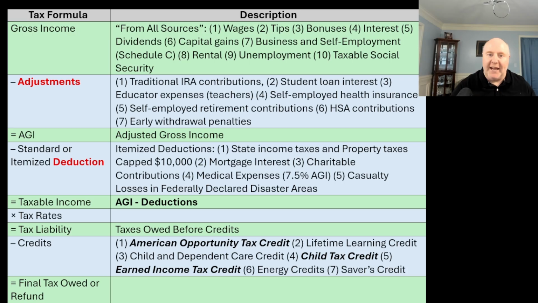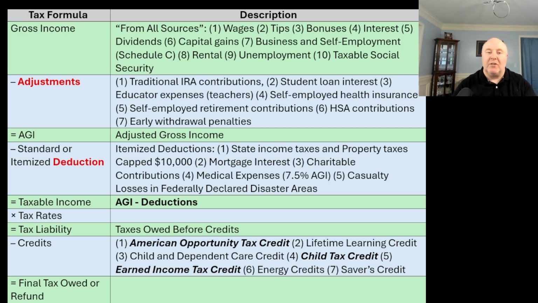Okay, so we have our AGI number. So just gross income minus our adjustments gives us our AGI. Then what we do is now we have to make a decision. We have to either take the standard deduction, like I said, 90% of people are doing that, or we take the itemized deductions. So we look at different types of deductions that we may be eligible for. Some of the more common ones are going to be things like property taxes, state income taxes, mortgage interest, right? Those are going to be some common ones that are going to be out there.